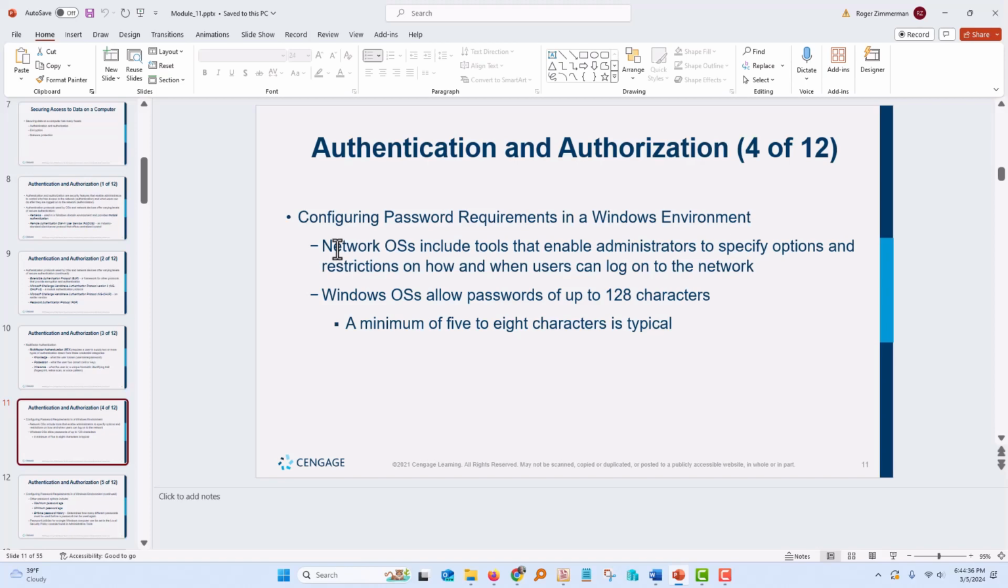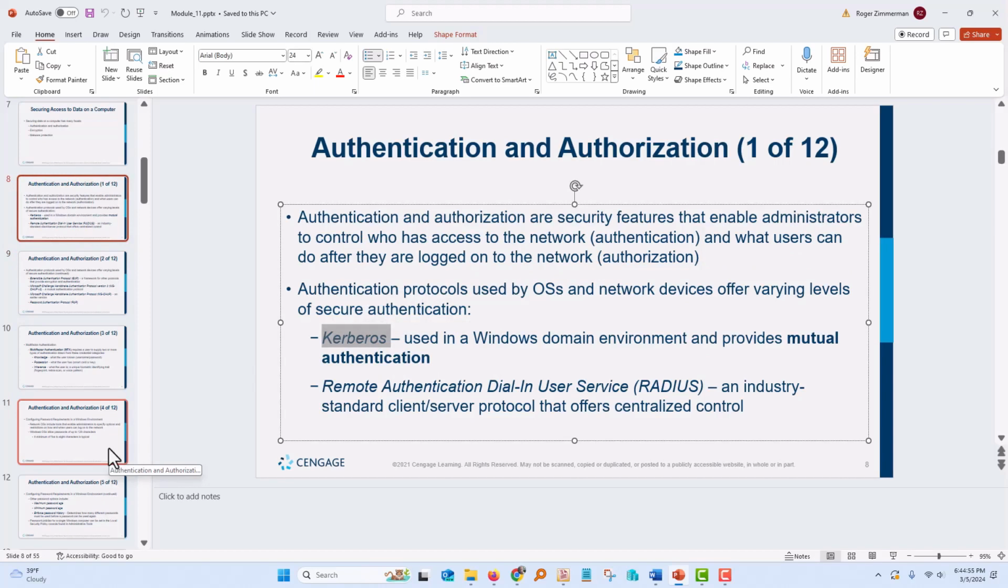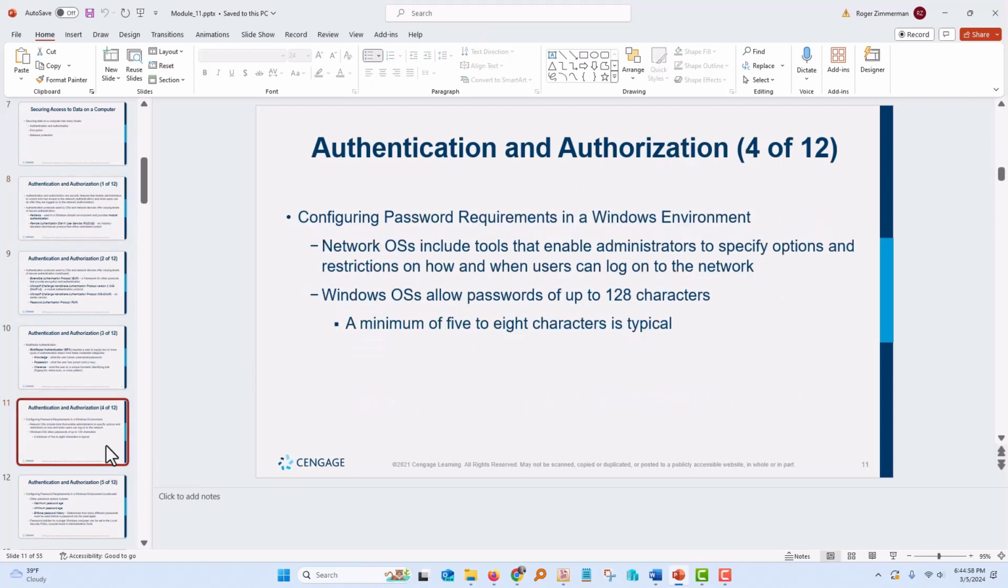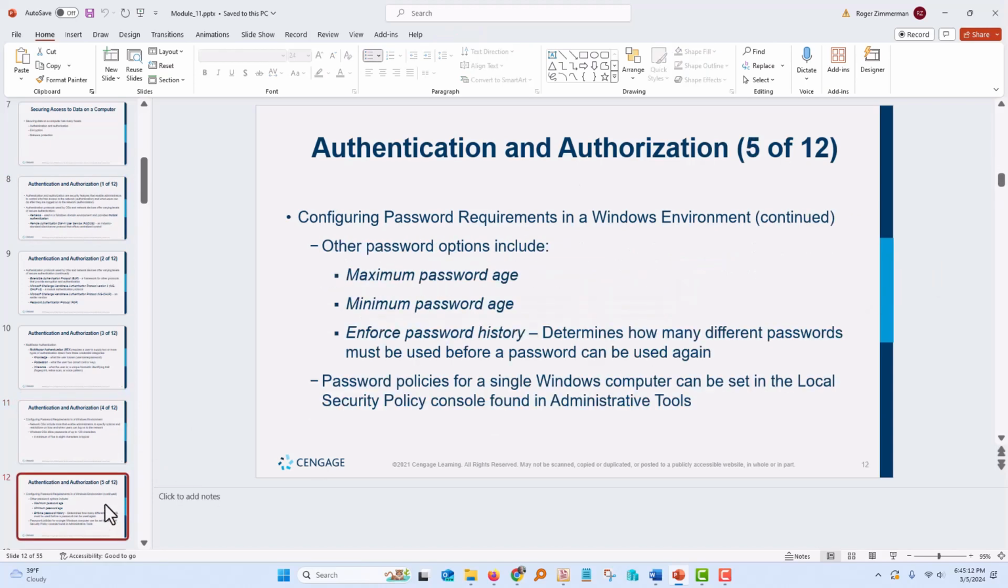And network OSs have tools that are built in for authentication purposes. And I've mentioned before that Microsoft uses, let's go back here for a moment, Kerberos for its authentication system. Now, other systems may use others, but we're not really that interested in those in this study. Windows OSs allow passwords of up to 128 characters. A minimum of 5 to 8 is typical. In this class, we're only interested in the Windows systems.